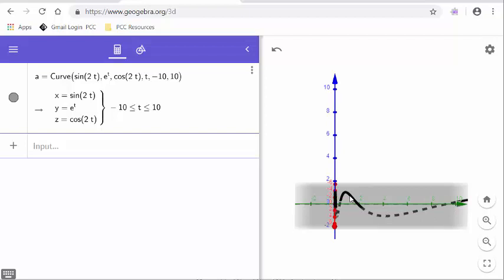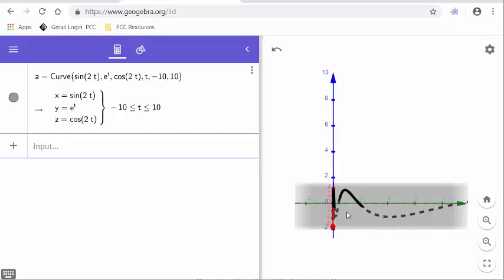As t goes to 0, our y value is 1, so we should get this point right here when t is 0. And as t goes to negative infinity, we see that my y value is getting closer and closer to 0, but never actually hits it.